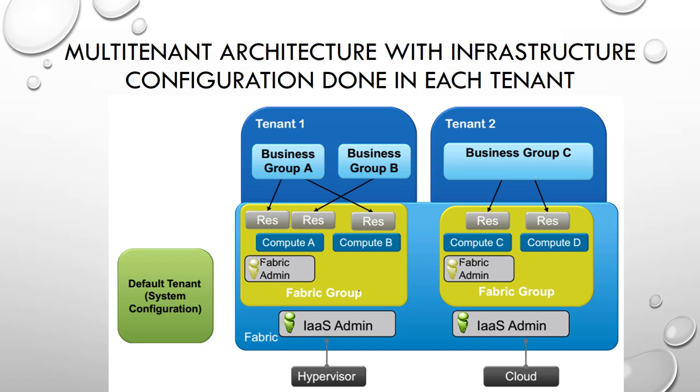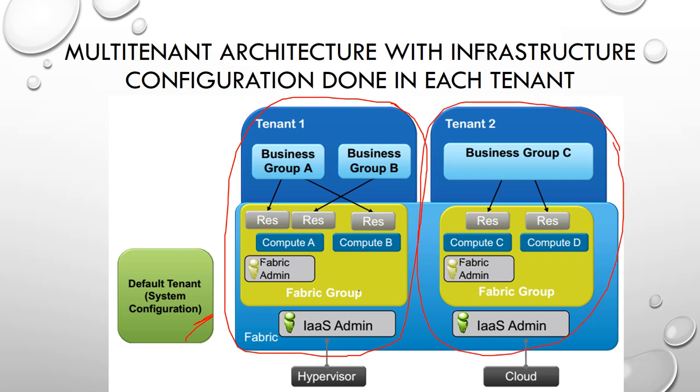The other way to set up a multi-tenant architecture is to allow the tenants to set up their own infrastructure configuration. In the default tenant, only the endpoints and the system configuration will be taken care of. This design is useful for very large organizations, as all the configuration items have to be set for each tenant individually. There is obviously going to be a high administrative overhead. We can see a multi-tenant deployment where each tenant manages their own infrastructure.